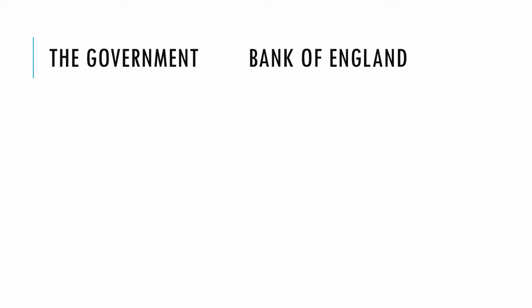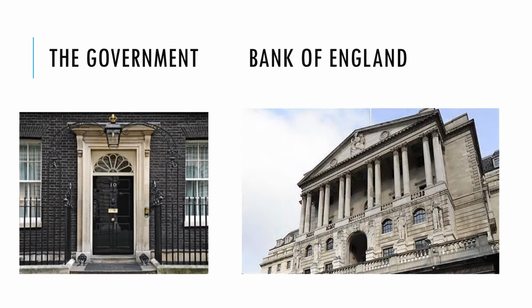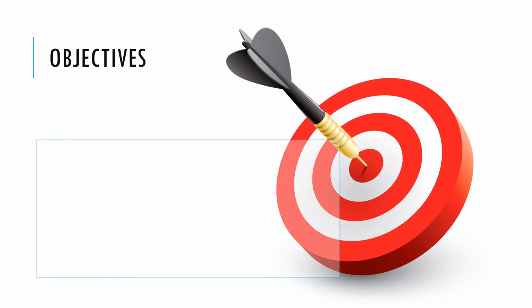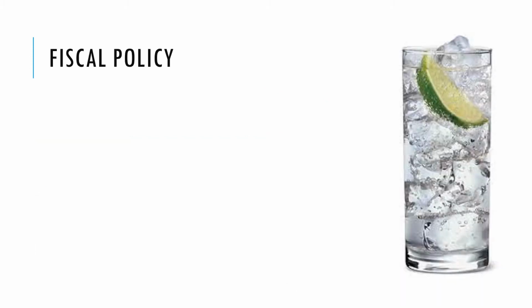So far we've looked at monetary policy, which was the responsibility of the Bank of England. In this video we're going to look at fiscal policy, which is the responsibility of the government. So in this video we're going to look at what is meant by fiscal policy, the importance of government spending and taxation, and lastly some ideas as to how we might evaluate fiscal policy. So let's start off with what is meant by fiscal policy.